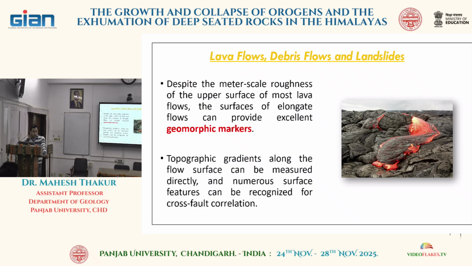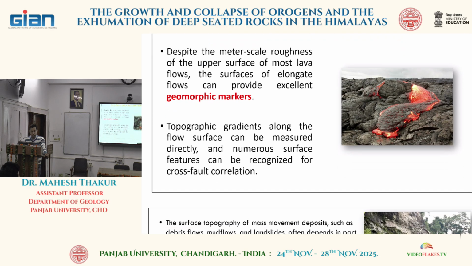Lava flow, debris flow, and landslide. Despite the meter scale roughness of the upper surface of most lava flows, the surface of an elongated flow can provide excellent geomorphic markers. Maybe not used here, but where you can have some volcanic activity, topographic gradients along the flow surface can be measured directly, and numerous surface features can be recognized for cross-cut correlation, cross fault correlation.